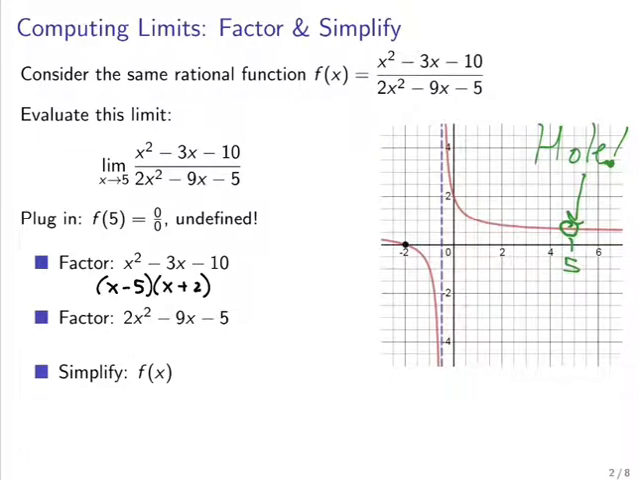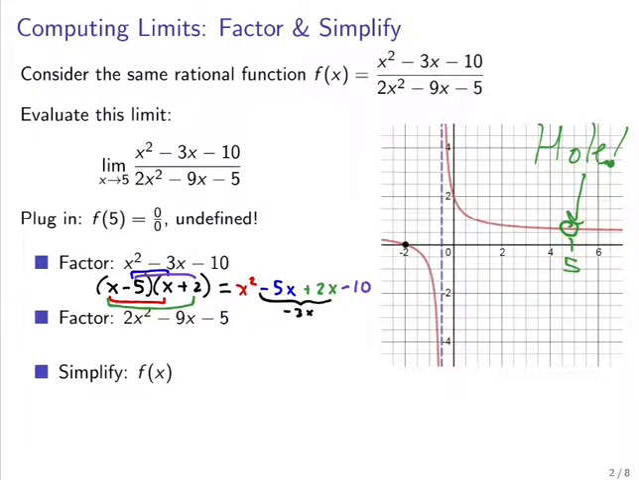You might want to do some algebra practice with these skills, but I'm hoping that you'll be able to relatively easily factor a nice simple quadratic like this, especially because it's 1 x squared in the beginning, so I know I'm going to set up x plus or minus something times x plus or minus something else, and I'm just looking for those somethings to multiply out to -10 and to add up to -3.